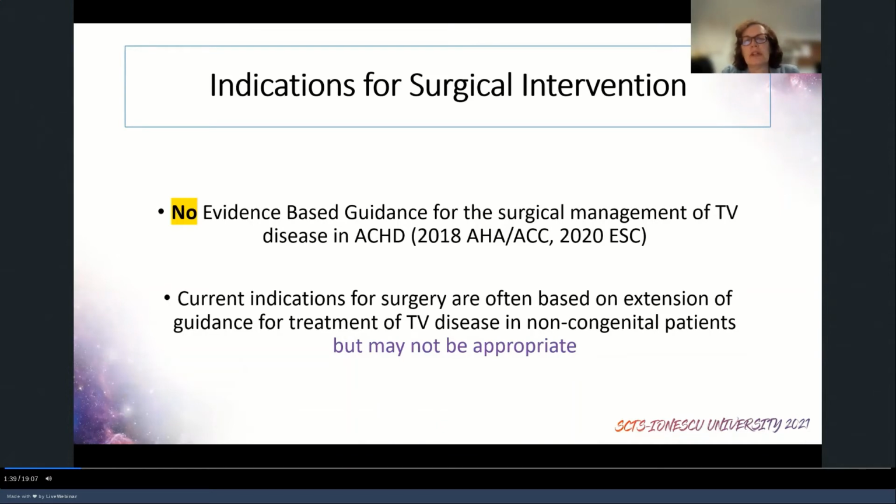So what about the indications for surgical intervention? Well, in spite of a recent update on the guidelines for the management for adult congenital cardiac conditions, there are no evidence-based guidelines for the surgical management of tricuspid valve disease in this population. Current indications for surgery are often based on extension of guidance for the treatment of tricuspid valve disease in non-congenital patients, and this may or may not be appropriate.